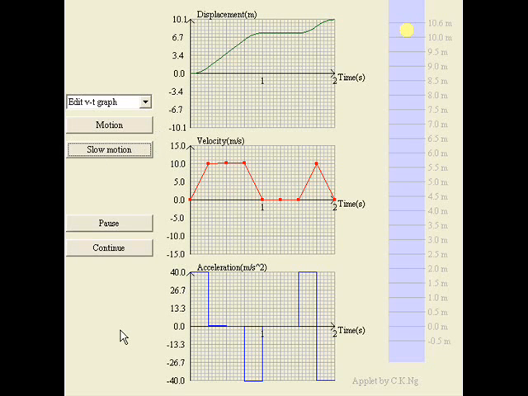So that's how we interpret velocity time graphs and displacement time graphs and acceleration time graphs.